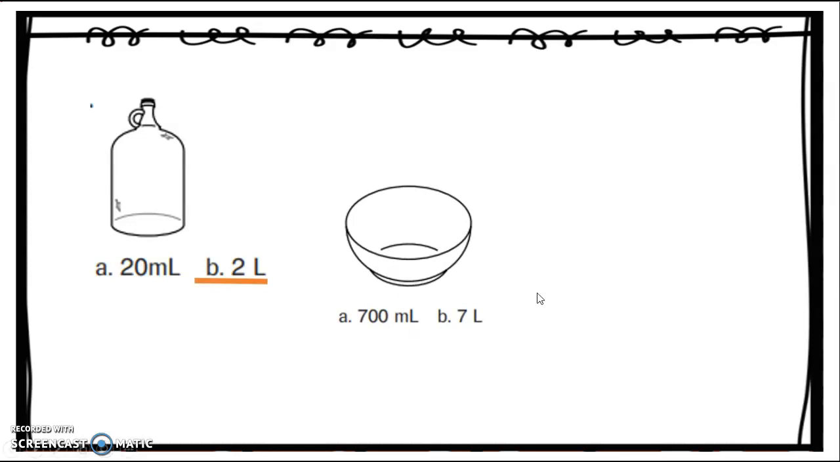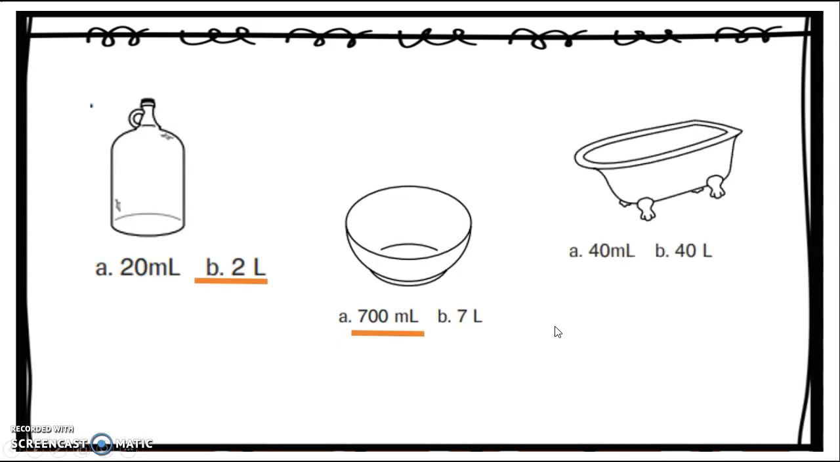A bowl, 700 milliliters. You drop 700 times, or 7 liters. 7 liters are not going to fit in this bowl. Remember, a liter is like a jug of soda that you buy. Can you pour 7 of them in here? I don't think so. Bathtub. Lots of water here. 40 liters.